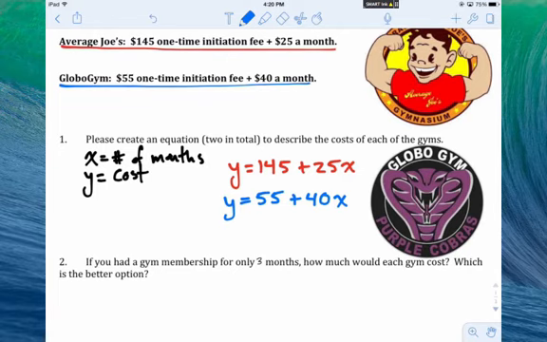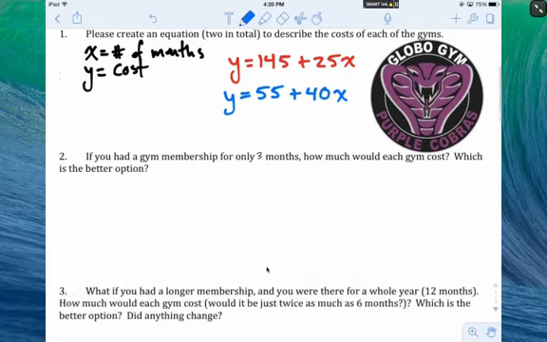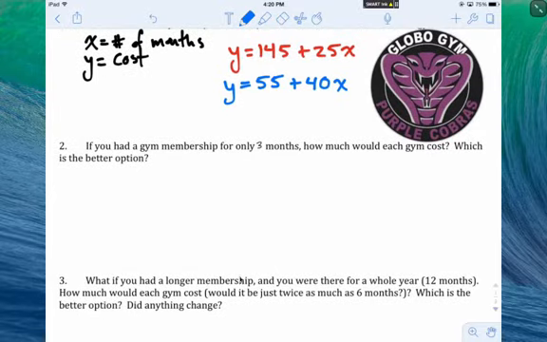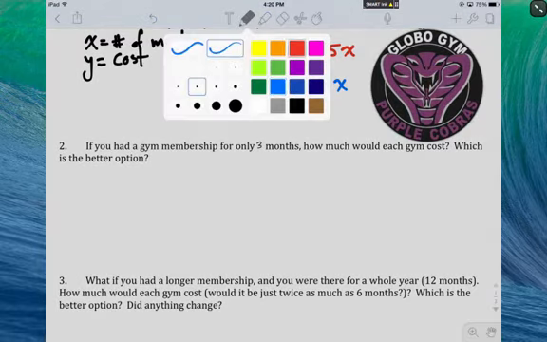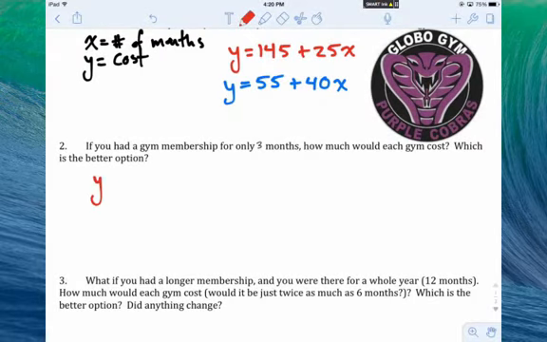Awesome. Okay, so the first question I have is, if we know that we're going to have a gym membership for only 3 months, how much would each gym cost and which is the better option? And for now, we're going to say that cost is the only determinant of what the better option is. The amenities at each gym are comparable, so you just want to get the one that's going to be less expensive.